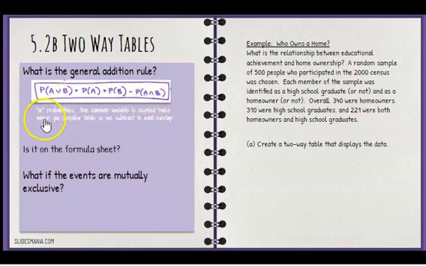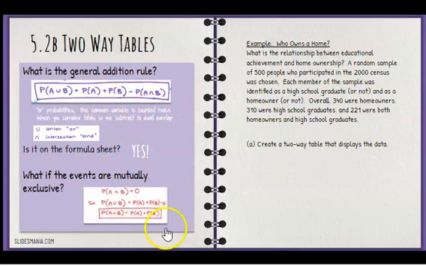So there are some symbols you need to know. The U is for union, and we use the word OR often for that. The upside-down U is the intersection, and it also means and. So that's saying A or B could be probability of A and B, A or B. Now, is this on the formula sheet? Yes, it is.